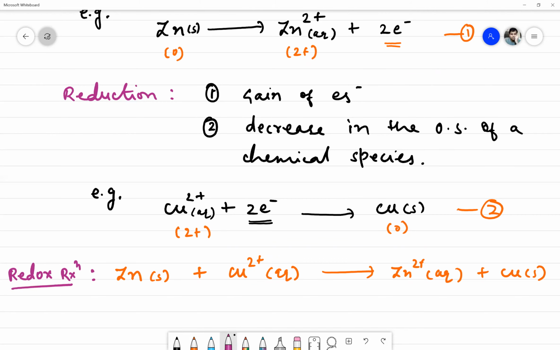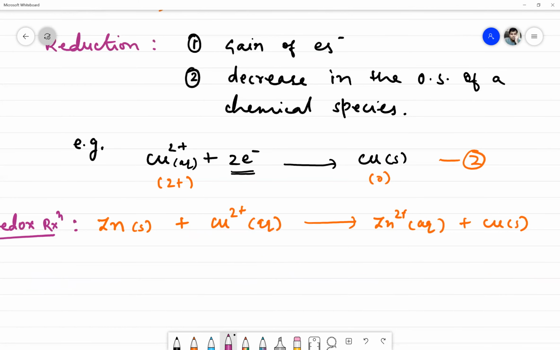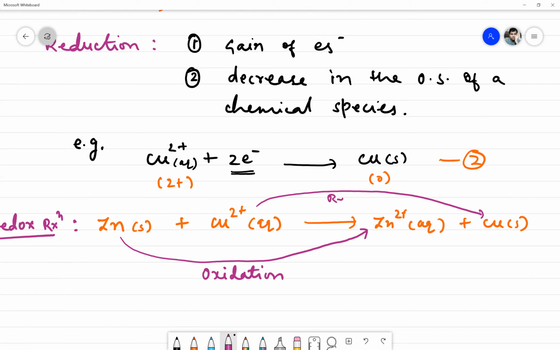So in this reaction, you can see there is an increase in the oxidation state of zinc. So it means it is undergoing an oxidation reaction. And the copper 2 plus ion is getting reduced to copper metal. So this is the reduction reaction.